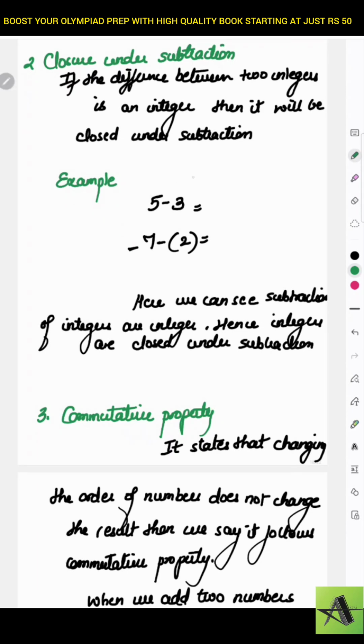So 5 minus 3 in the context of integers is 2. 5 is an integer, 3 is an integer, and our answer is still an integer. Similarly, minus 7 minus 2, which is minus 9, is still an integer. So this is basically closed under subtraction.